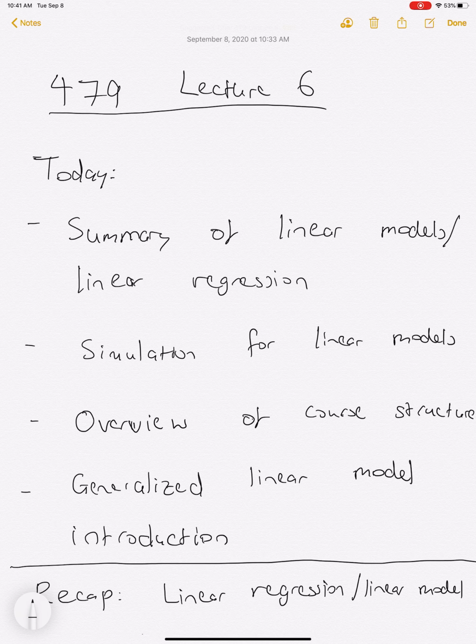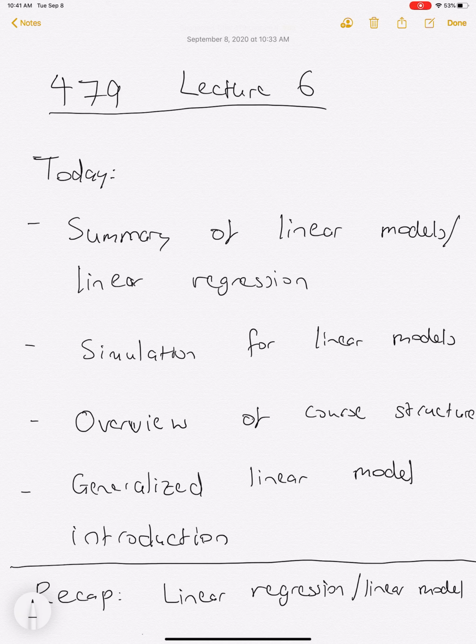Then we're going to introduce this tool of simulation, which is going to be very useful to validate different methods. And this is, again, something that you're going to be doing in the homework as well. So that'll round off our discussion on linear models.